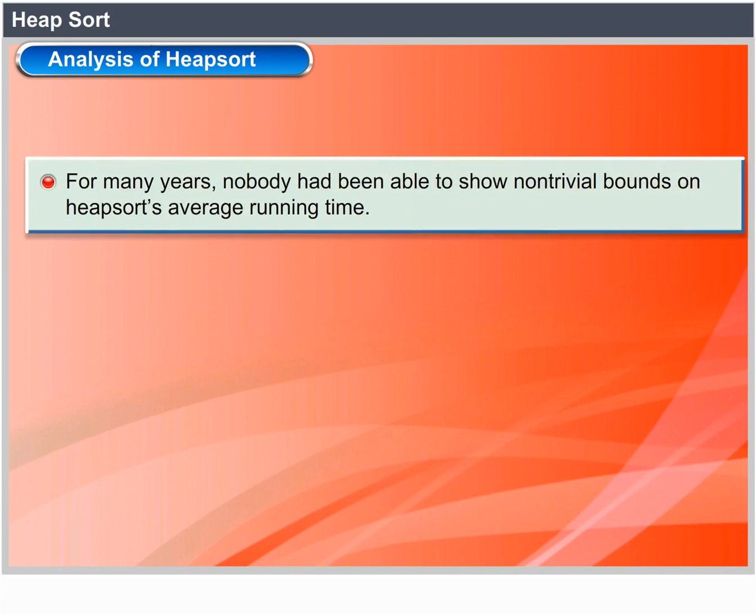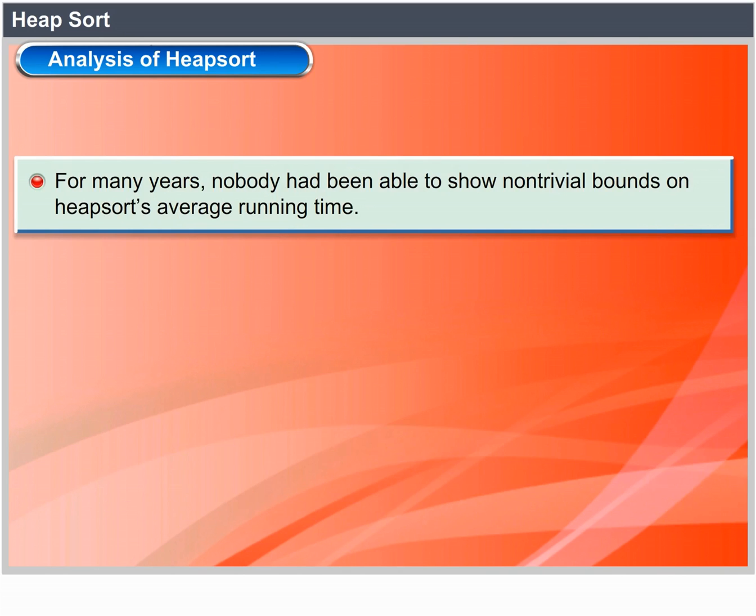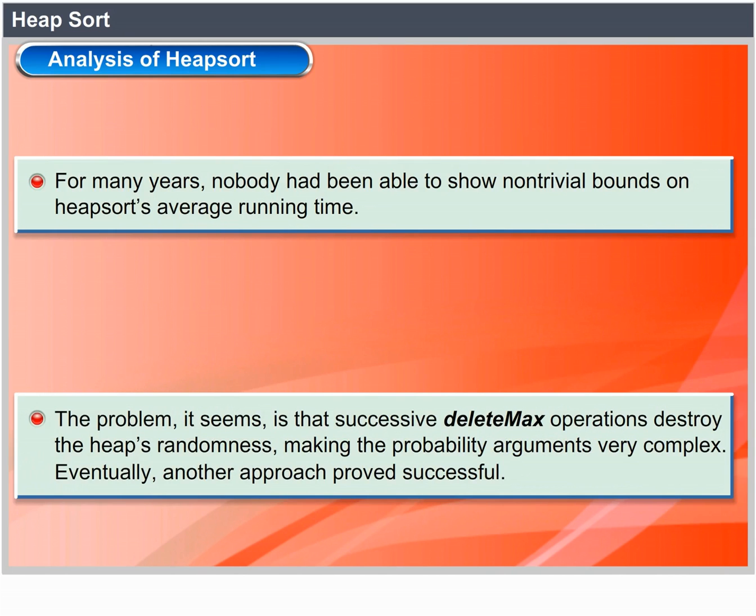For many years, nobody had been able to show non-trivial bounds on heap sort's average running time. The problem, it seems, is that successive delete max operations destroy the heap's randomness, making the probability arguments very complex. Eventually, another approach proved successful.